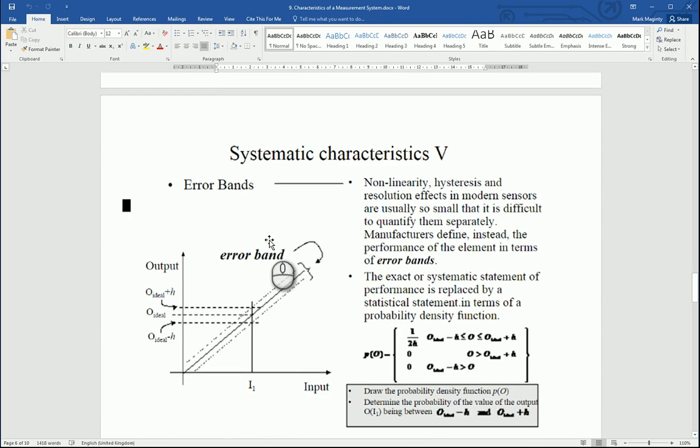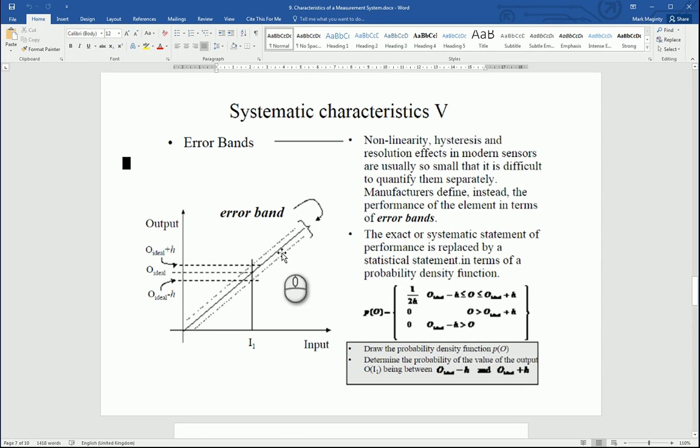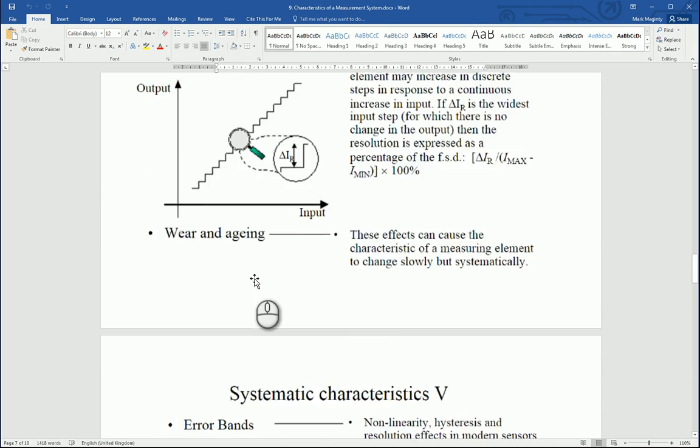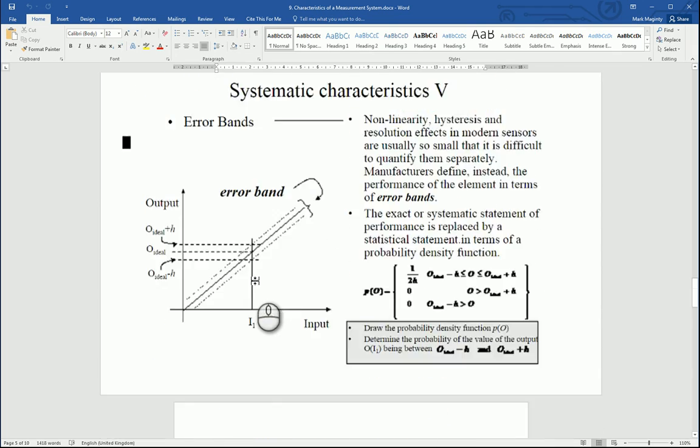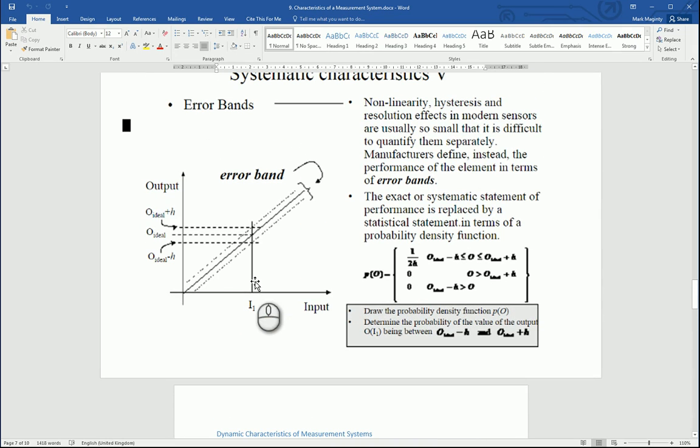There's also wear and aging, error bands, because basically manufacturers do not want to, and maybe are not able to, on an appropriate scale, give every last one of these, for instance, wear and aging, resolution errors, environmental effect errors. What they do is group them together and call it the error band. And the idea is that the probability of an output occurring within that error band should be 100%.